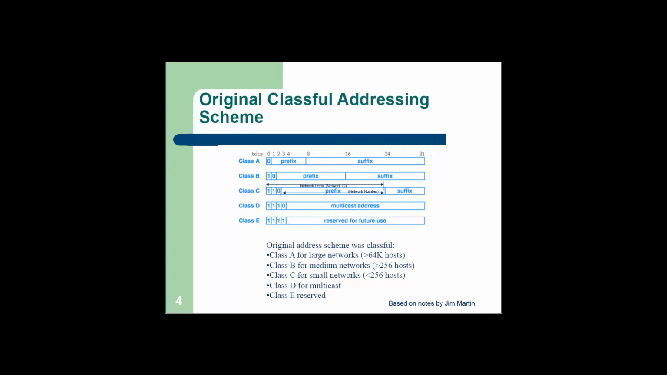Class B addresses are used for medium networks with more than 256 hosts, but less than 64,000 hosts. These addresses start with a 1 and a 0. Class C addresses are used for networks with less than 256 hosts and start with 110. Class D addresses are for a type of networking called multicast that allows you to stream information to multiple users through one single transmission. Class E addresses are currently not being used but have been reserved for future use.